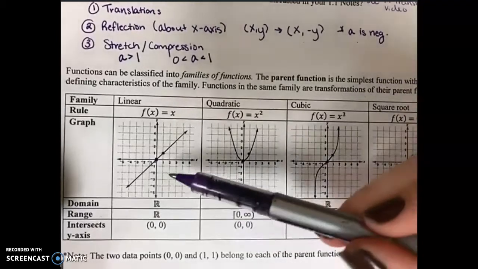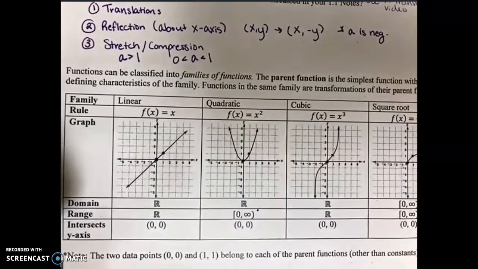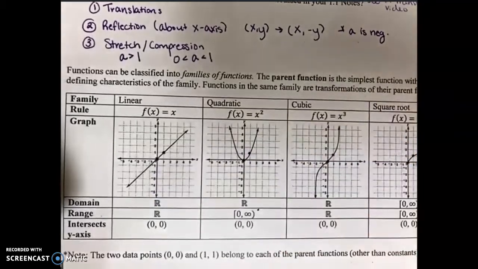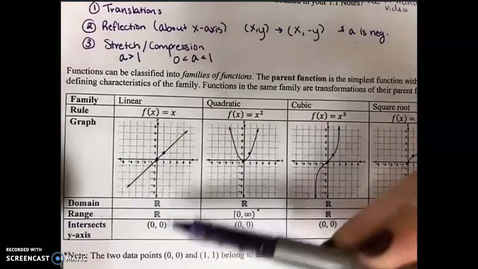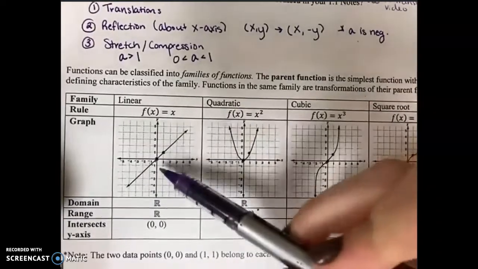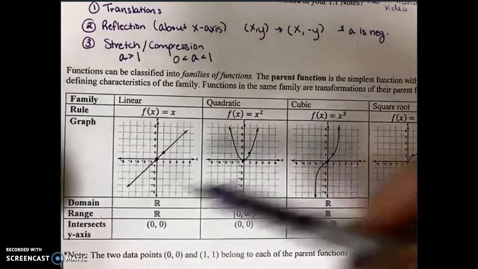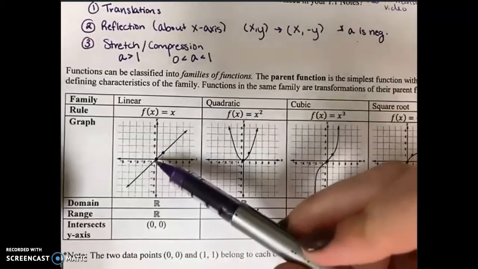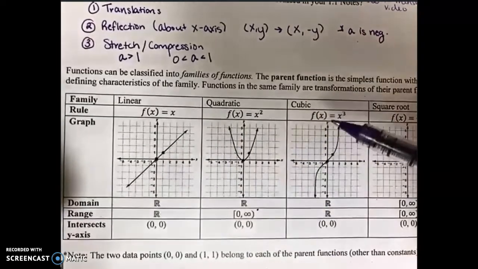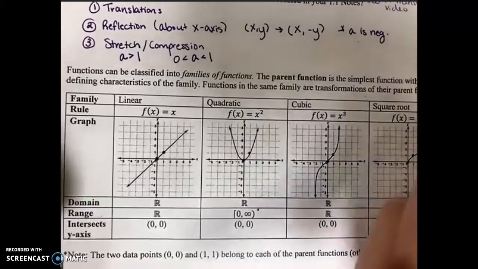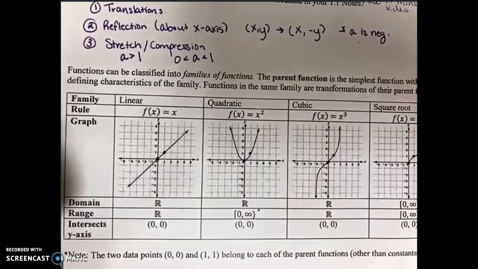I do want to point out for all of these parent functions, they are passing through the origin, which is the point 0, 0, but also they're passing through the point 1, 1. So knowing this will help us graph the parent function in order to compare it to other graphs, so we can easily see the transformation. I'll show you what that looks like in the next few examples here as well.